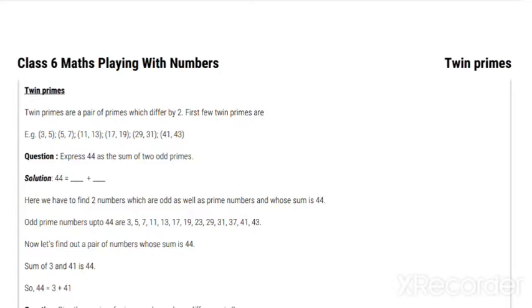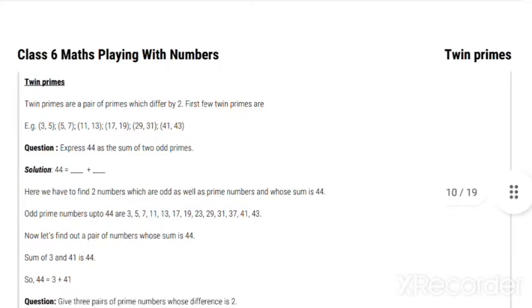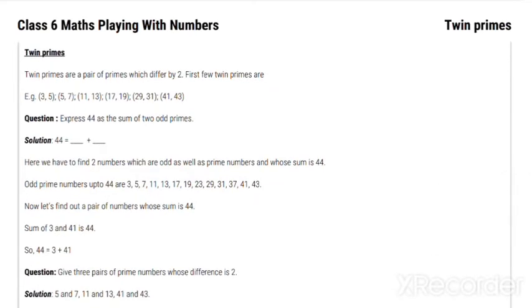Now children, here is one question I am giving you. Just see on the screen, express 44 as a sum of two odd primes. So children, here you have to find two numbers which are odd as well as prime, and whose sum is 44. So first write odd prime numbers up to 44. Which are those? 3, 5, 7, 11, 13, 17, 19, 23, 29, 31, 37, 41 and 43. Now let's find a pair of numbers whose sum is 44. So the sum of 3 and 41 is 44. So children, we can write 44 is equal to 3 plus 41.